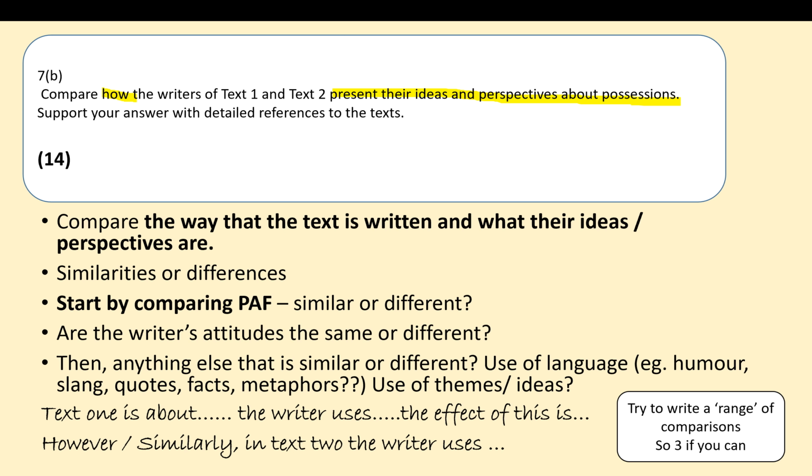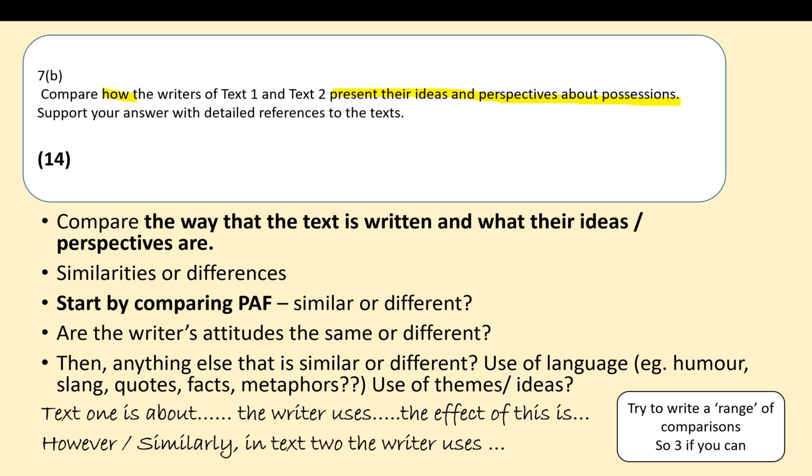By good evidence, I don't mean quoting a whole sentence or paragraph, but see if you can quote a short extract which really backs up your point of view. And also, because it's how they present their ideas, you can compare the use of language.